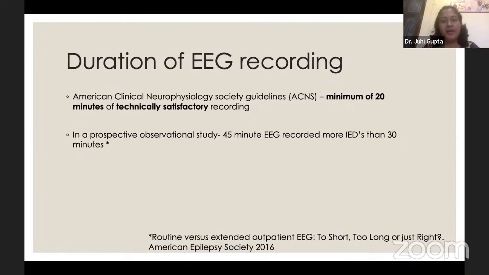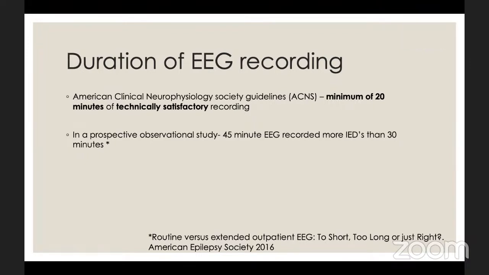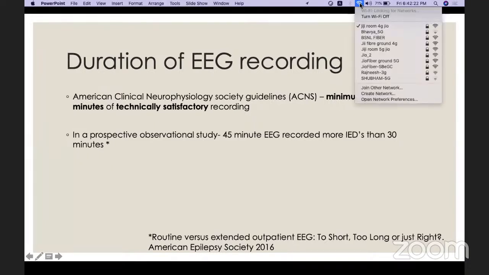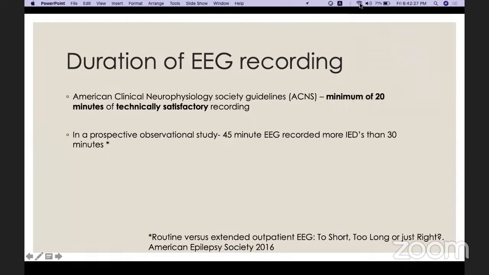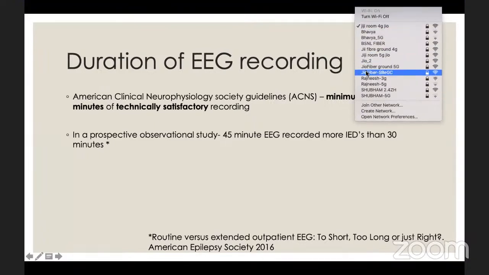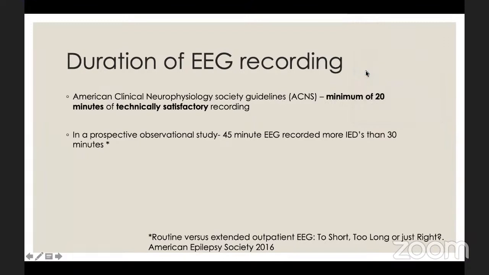EEG record. Dr. Gupta, your voice is not clear. We cannot hear. Dr. Gupta, you are not audible. Juhi, you're not audible, Juhi. Hello, Dr. Juhi. Your voice, it has reduced the volume.